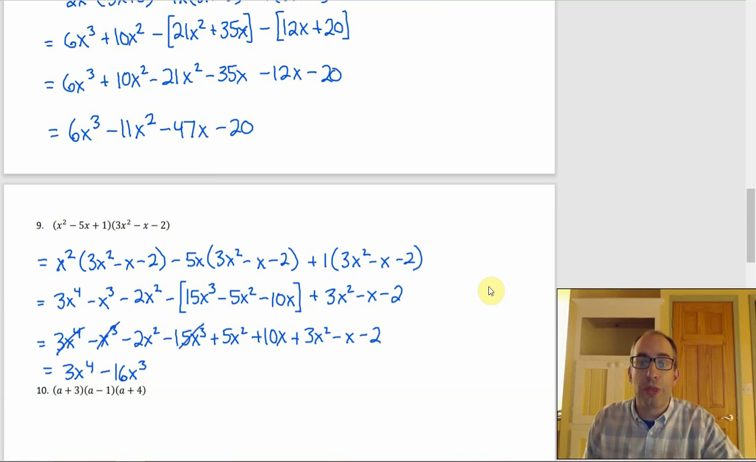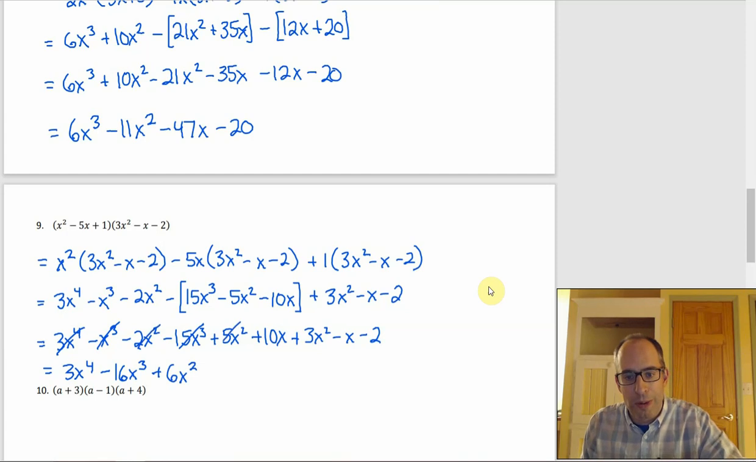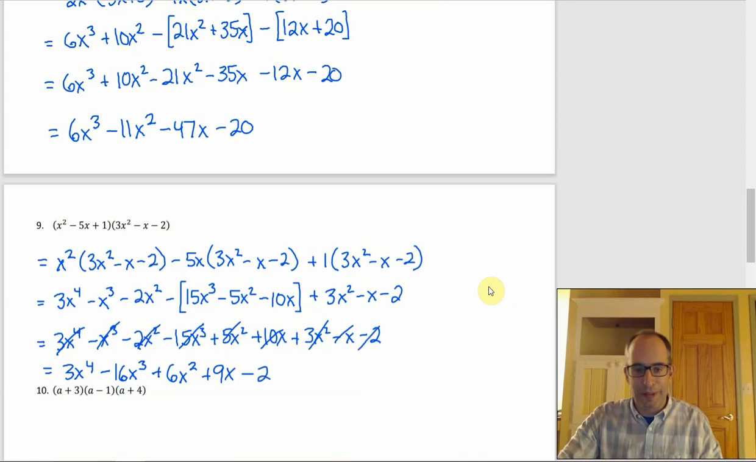X squareds, we got 3 of them. We got a minus 2x squared, a plus 5x squared, and a plus 3x squared. Minus 2 plus 5 is 3, plus another 3 is 6. So this is going to be plus 6x squared. So that one, and that one. X's, we got 2 of those, 10x and then minus x, so that's a plus 9x. And then at the end, there's just going to be a minus 2. That's the only thing that's left. Done.